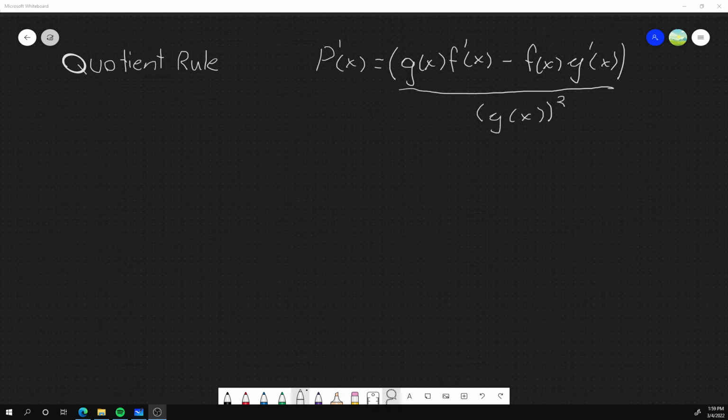So p prime of x is equal to g of x times f prime of x minus f of x times g prime of x, over g of x squared. Something very important to keep in mind is that the numerator's order matters because we're subtracting. For the product rule, it doesn't really matter because we're just adding. But when you're subtracting, it makes a difference. So we need to keep in mind that it's g of x times f prime of x, and not the other way around.